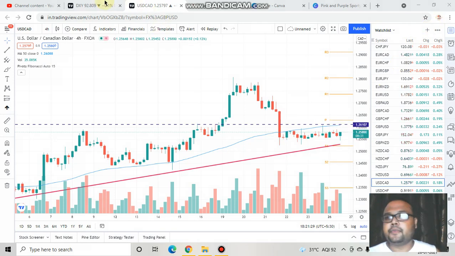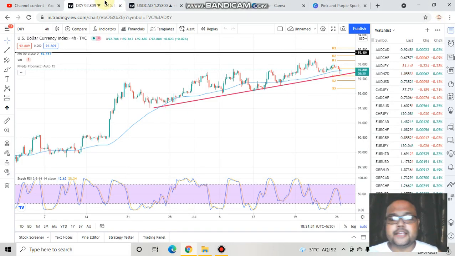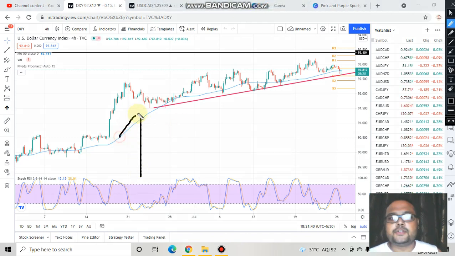Moreover, if we look at the chart of dollar index here, as we all know, the US dollar chart has an impact on the chart of USD CAD. Whenever US dollar goes up, USD CAD also goes up.